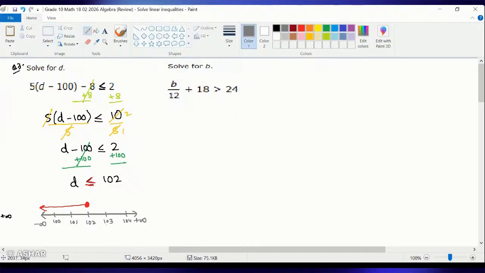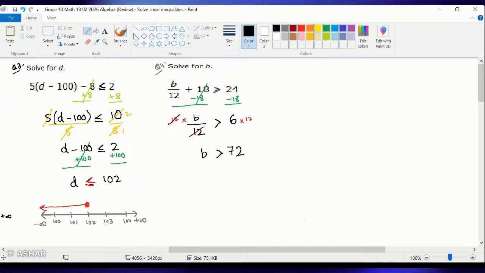this is our question number 4. And we need to find the value of B. We need to solve for B, the range of values of B, right? If this was plus 18, can we subtract 18 on either side? So we can say B upon 12 is greater than positive 6. Since B is divided by 12, can we multiply each side by 12 in order to remove this denominator? So we can say B is greater than 6 times 12, which is 72.